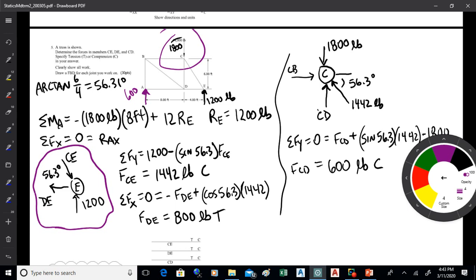Okay. And then I just do force equilibrium equations. Okay, 1200 up. Now I'm going to start with y because I only have one y unknown. That's why I'm starting with that. So I'll get 1200 up, and then I'll get sine of 56.3 times FCE down. And I know those two balance out. The sum of those is 0. Okay. Then I solve for FCE. It's 1442 pounds compression, because the sine of 56.3 times that is 1200. That's what it balances out, you know.